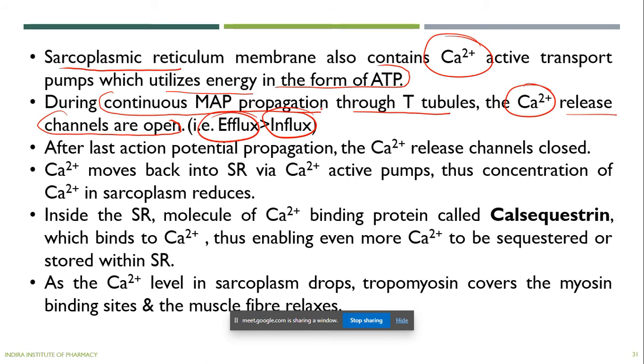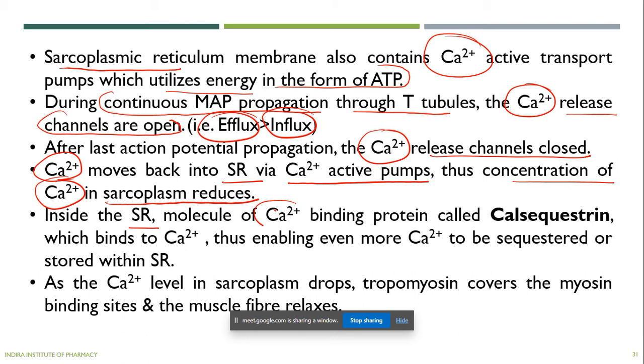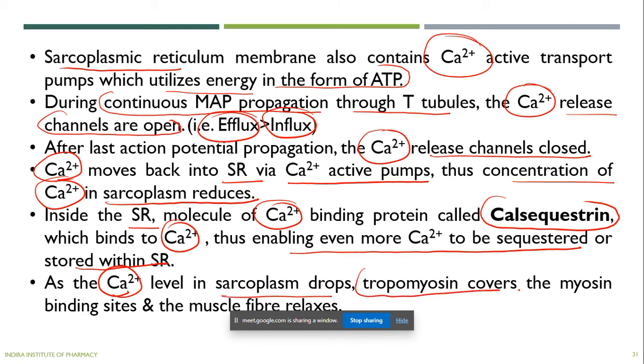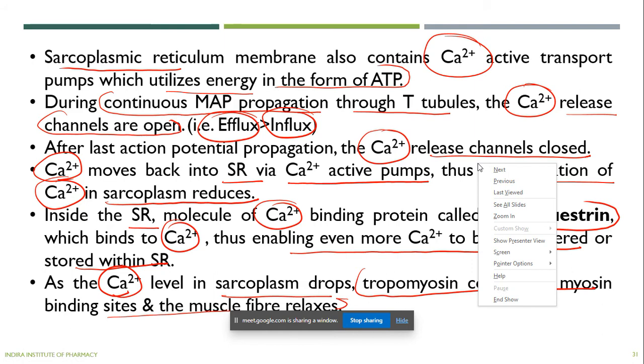So we will explain on the blank screen what this is. After the last action potential propagation, the calcium release channels are closed. So calcium moves back into the sarcoplasmic reticulum via calcium active pumps, and the concentration of calcium in the sarcoplasm reduces. Inside the sarcoplasmic reticulum, calcium binds with a protein called calsequestrin, which binds the calcium and thus enables even more calcium to be sequestered or stored within the SR. So when the calcium level in the sarcoplasm drops, tropomyosin covers the myosin binding site and the muscle fiber relaxes. Now we will see exactly what we are saying here.